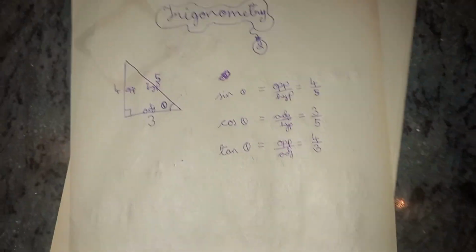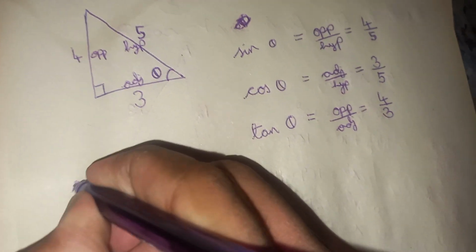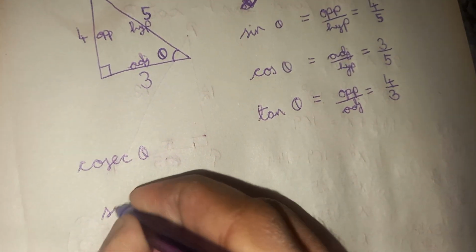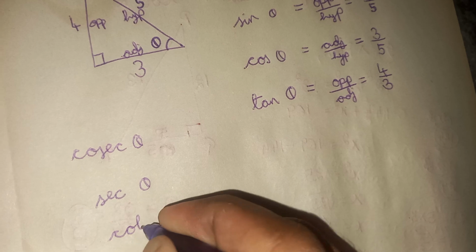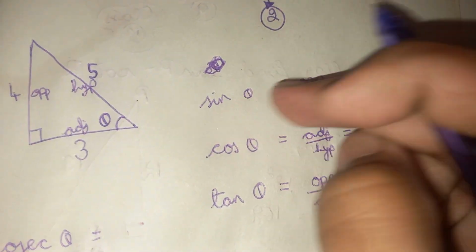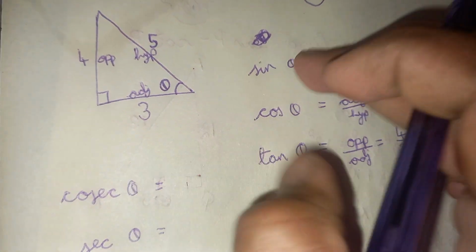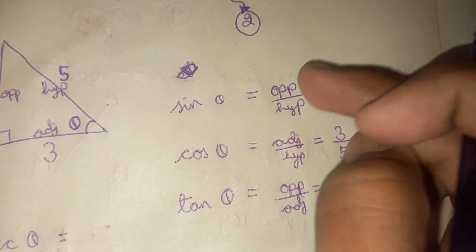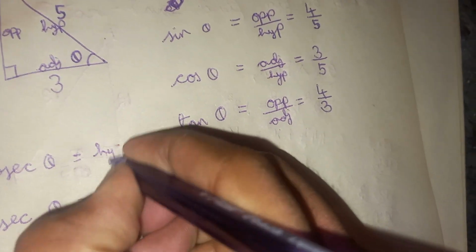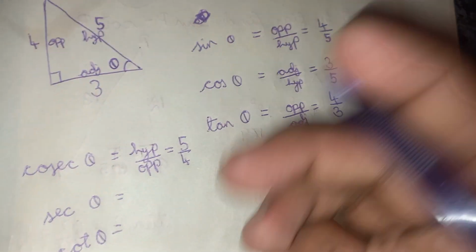Now I am going to find the other three ratios, which are just reciprocals of them. They are cosecant of theta, secant of theta and cot of theta. Reciprocal means you make them upside down. In sin theta they give opposite by hypotenuse, so cosecant theta, the reciprocal of sin theta, becomes hypotenuse by opposite, which is 5 by 4. This is definitely upside down of 4 by 5.